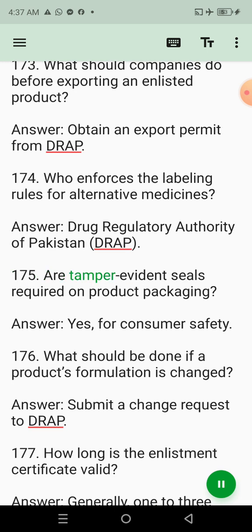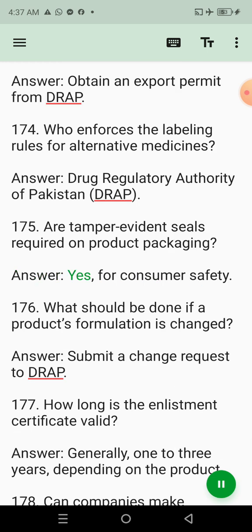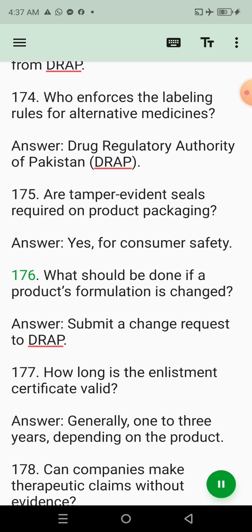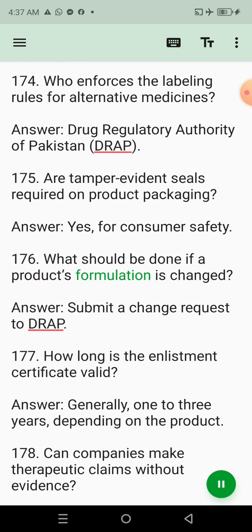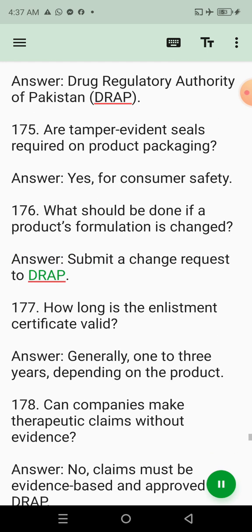175. Are tamper evidence seals required on product packaging? Answer: yes, for consumer safety. 176. What should be done if a product's formulation is changed? Answer: submit a change request to DRAP.